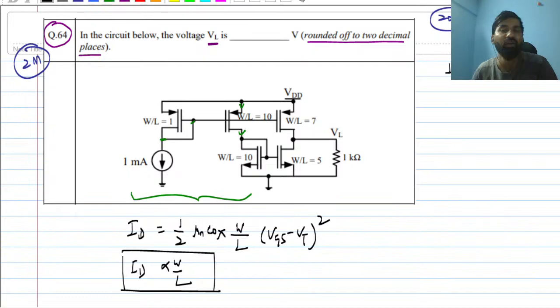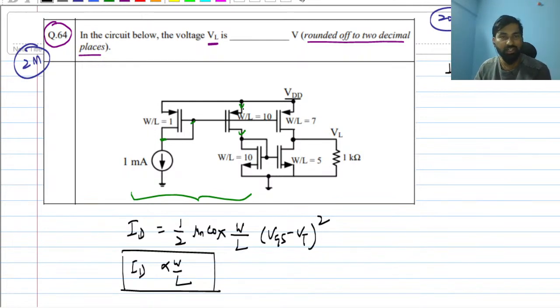If you know the W by L ratio for the individual transistors, you can scale the current as well. Suppose all the parameters, including W by L, are the same for both transistors. Then whatever current, 1 milliampere, is flowing through the first transistor will be copied, and that is known as the current mirror. For this transistor W by L is 1, and for this transistor W by L is 10. So now you can relate them.